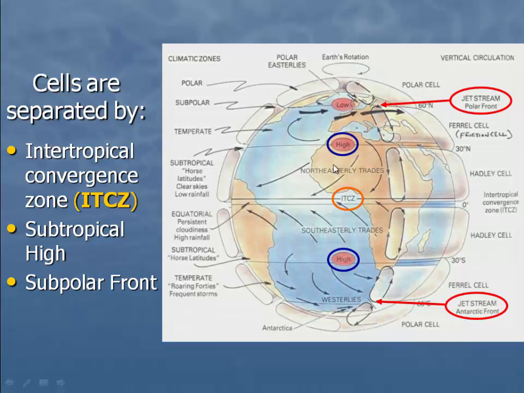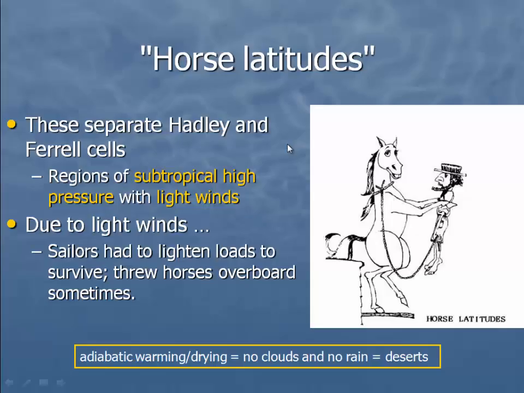The problem is if you get right underneath this area where there's subtropical high pressure, there's really no wind, and the only way to go anywhere is to lighten your load big time, and so they threw the horses overboard and they got the name the horse latitudes.